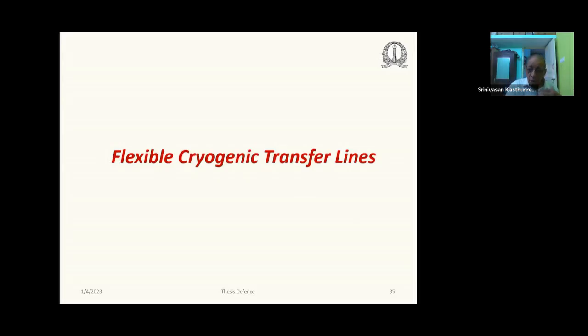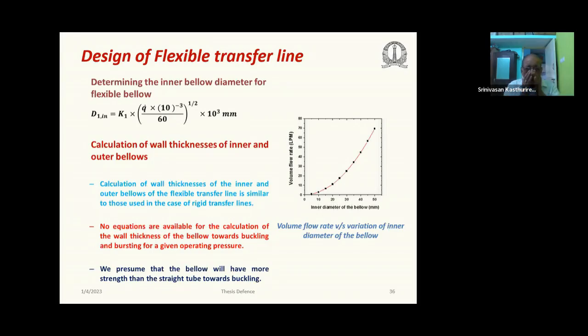Okay, what about the flexible transfer line? How do we do this? We are going to use exactly the same formula. In this case, you have to determine the inner bellow diameter, particularly for the flexible bellow. So we are going to consider the clear diameter of the inner pipe. The calculation of wall thickness of the inner and outer bellows of the flexible transfer line is similar to that used in the case of the rigid transfer line.